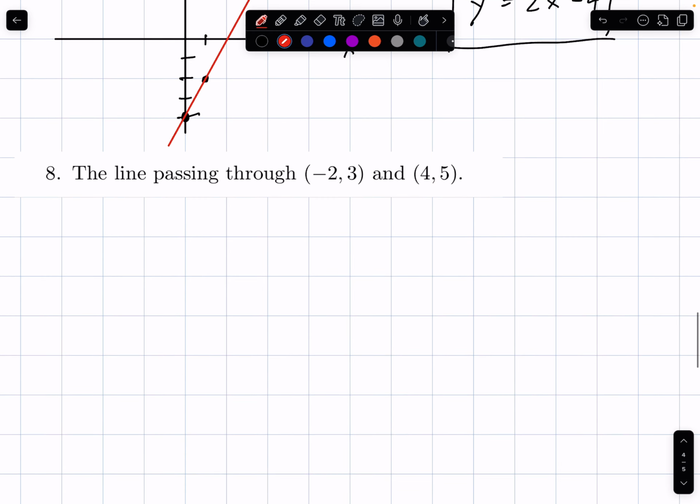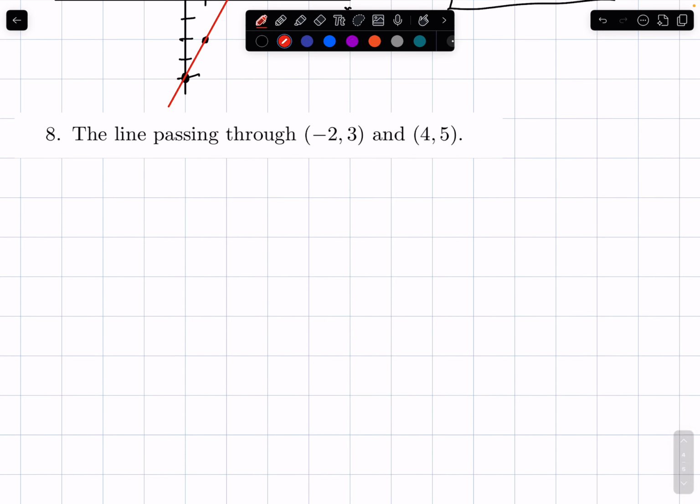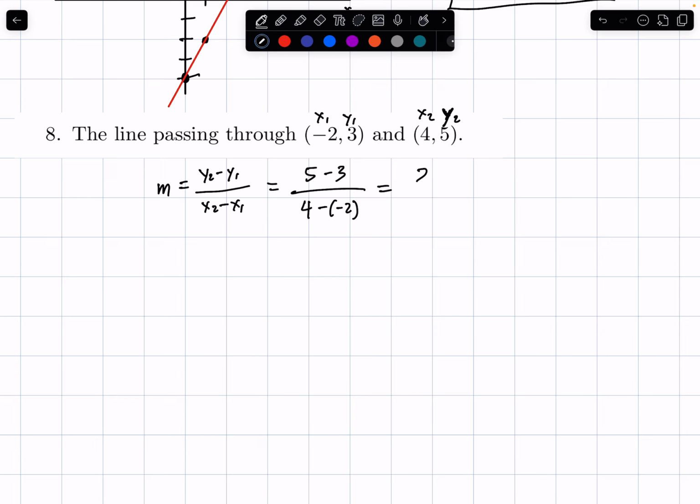Okay. Number 8. Line passing through -2, 3, and 4, 5. Okay. So this time they don't give us the slope. They're trying to be stingy. But we know from the very first video how to calculate the slope, right? Remember, it's just y2 minus y1 over x2 minus x1. So we'll call this x1, y1, x2, y2. So that's going to be 5 minus 3 in the top over 4 minus -2 in the bottom. 5 minus 3 is 2. 4 minus -2 is 4 plus 2, which is 6. So 2 over 6 is 1/3.